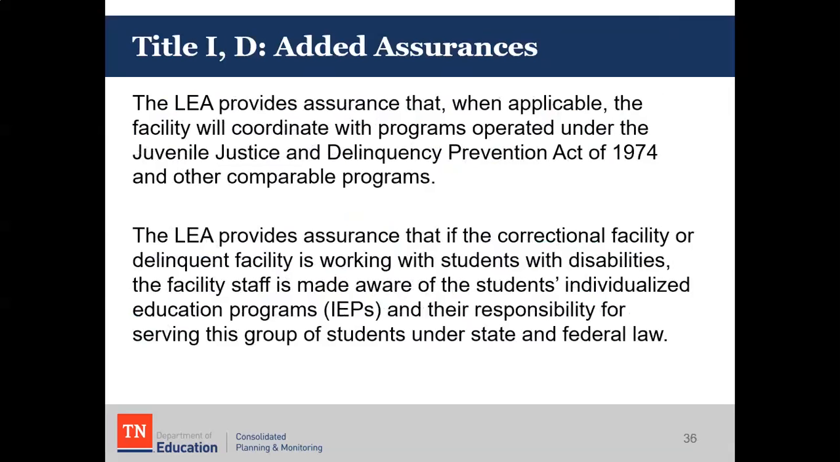And the LEA will provide assurances that if the correctional facility or delinquent facility is working with students with disabilities, the facility staff is made aware of the student's individualized education programs and their responsibilities for serving this group of students under state and federal law. Again, with our assurances, we are looking for the facility to be providing that assurance to you. This does not need to be a full-on audit of the program to determine this.